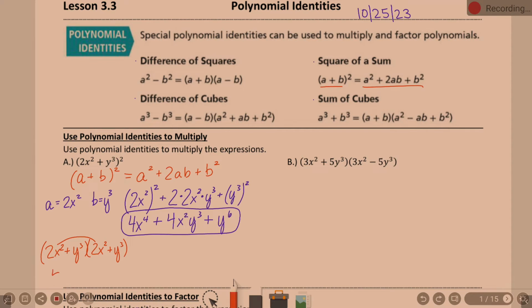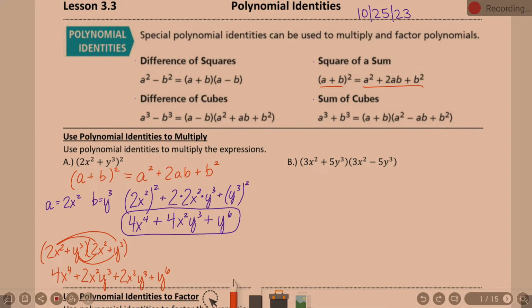2x squared times 2x squared is 4x to the 4th. 2x squared times y cubed is 2x squared y cubed. Insides, y cubed times 2x squared, again, that's going to be 2x squared y cubed. And then lastly, y cubed times y cubed is y to the 6th, because we're adding exponents.